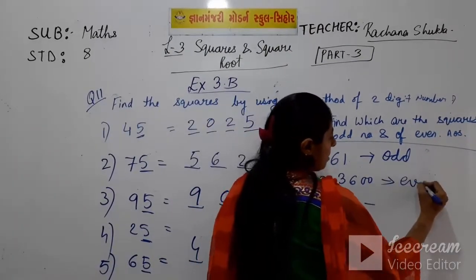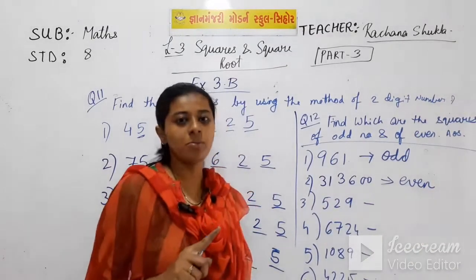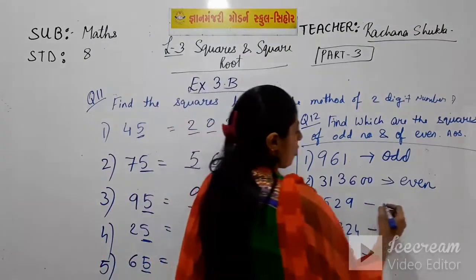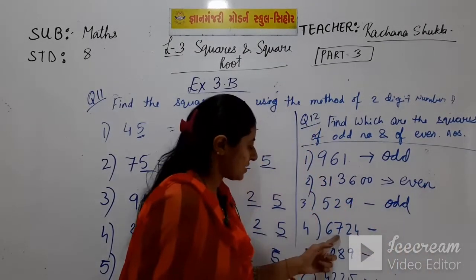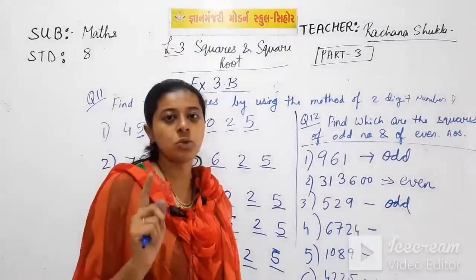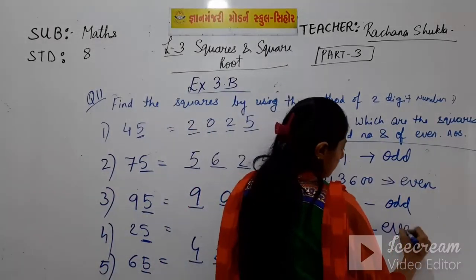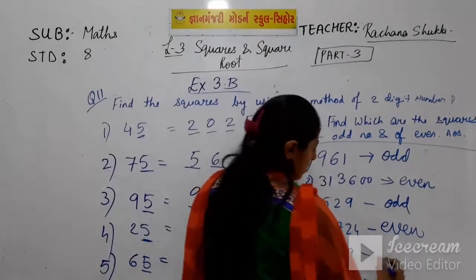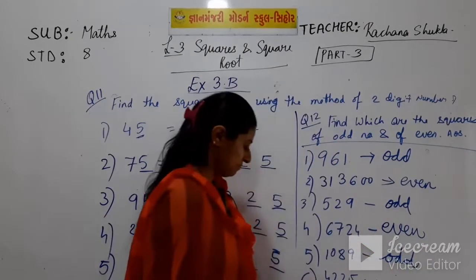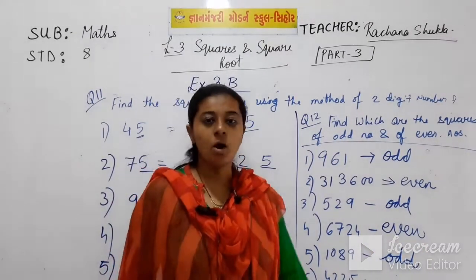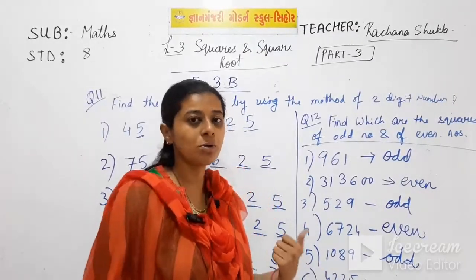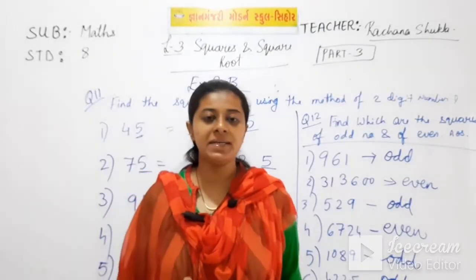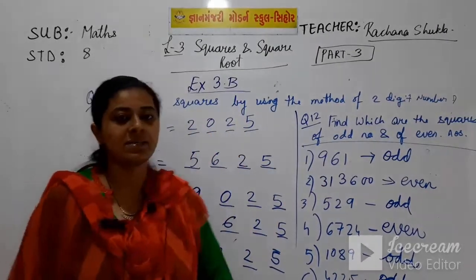313600, it's an even number, so the square root will also be even. 529, odd number, so the square root will also be odd. 6724, it's an even number, so the square root will also be even. 1089, it's an odd number, square root will also be odd. And 4225, it's an odd number, so the square root will also be odd. With this, we have completed our exercise, that is exercise 3B.